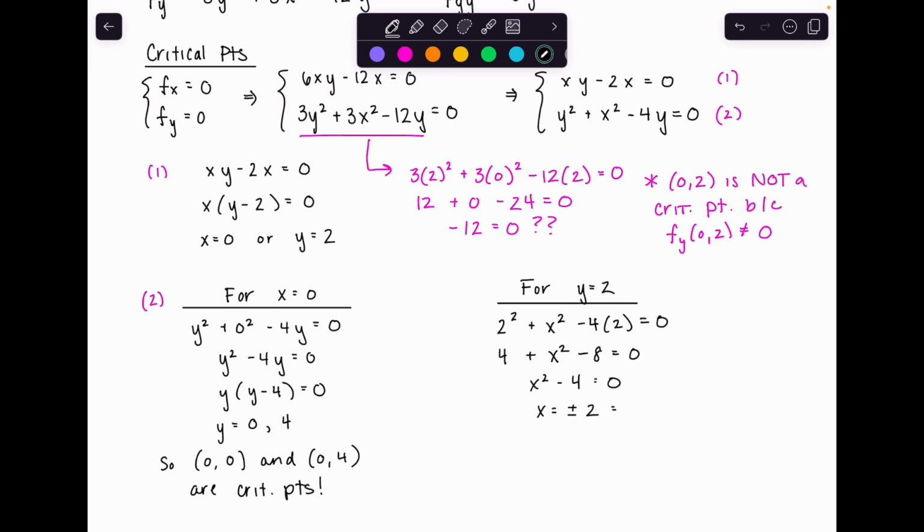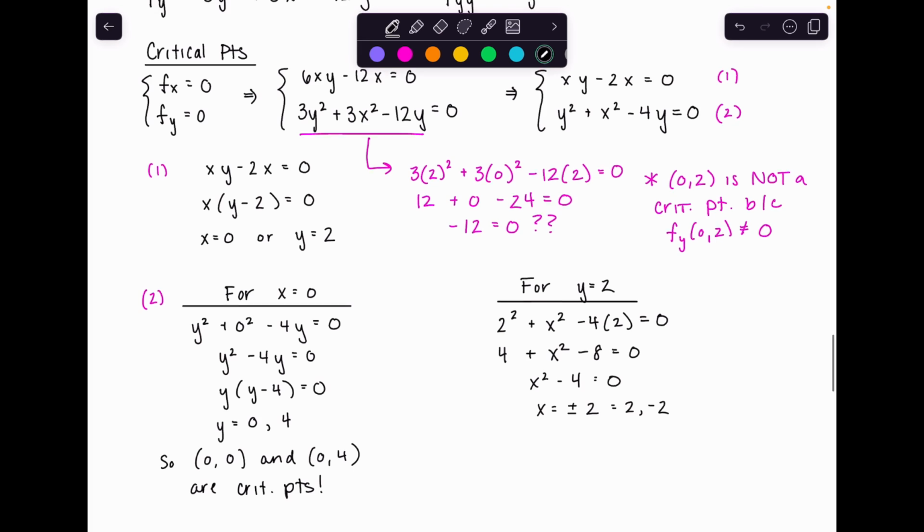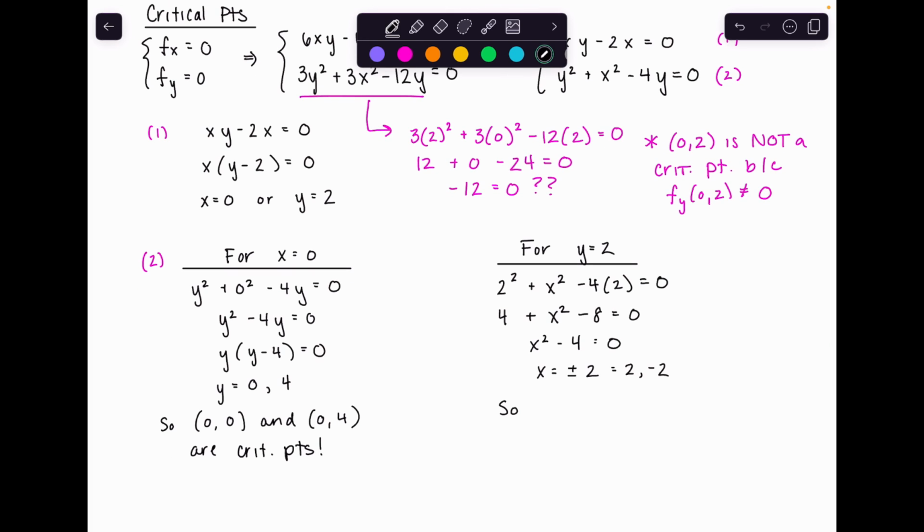So this gives me two possibilities, positive 2 and negative 2. So when x is positive 2, y is positive 2. And when x is negative 2, y is positive 2. These are also critical points.